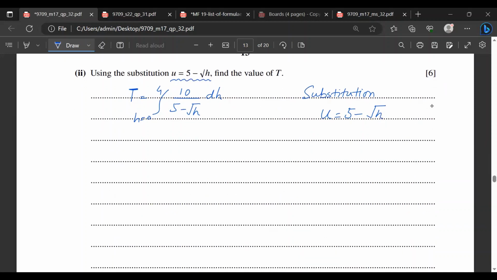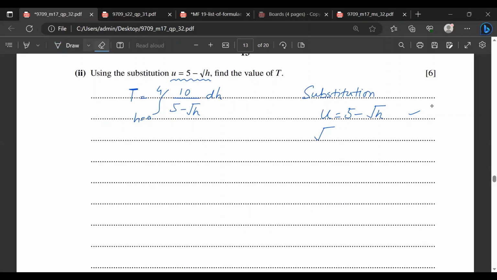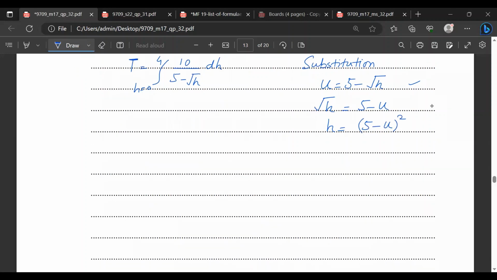In integration by substitution, what we do first is differentiate the substitution. You can differentiate it directly, or, as we're looking for dh in terms of du, let us instead make h the subject first. So h equals 5 minus u, squaring both sides, (5 minus u) squared.